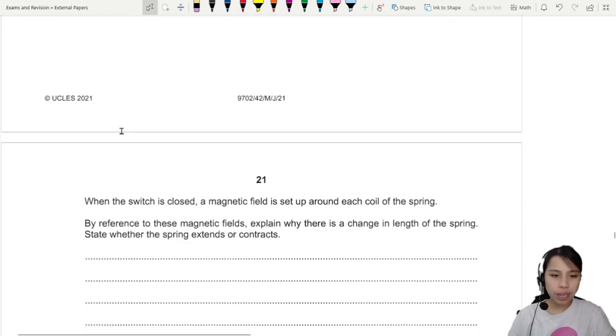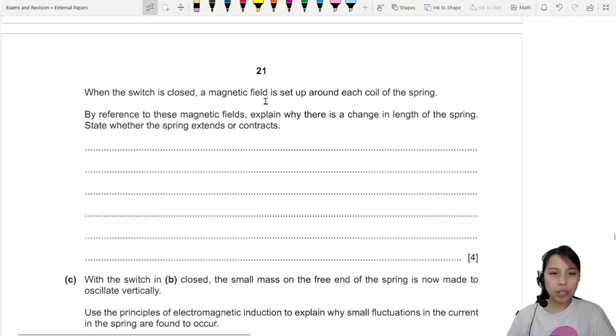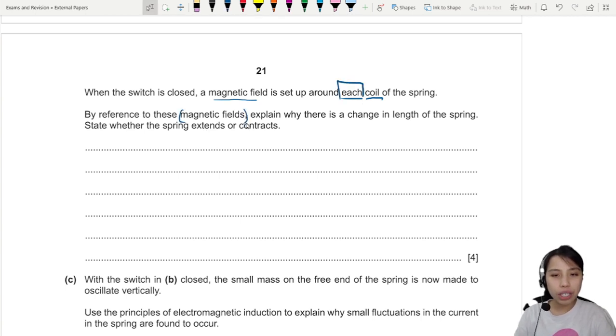So what do we need to do here? First things first. When the switch is closed, a magnetic field is set up around each coil of the spring. Interesting. Magnetic field around each coil of the spring. By reference to each magnetic field, you know, each coil got its own magnetic field, explain why there is a change in length of the spring. Whether does it extend or does it contract? So we need to talk about the magnetic fields of each coil, and then we explain why there's a change in length. And also I must mention whether extend or contract.